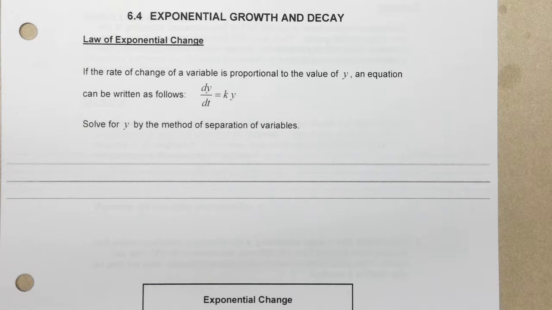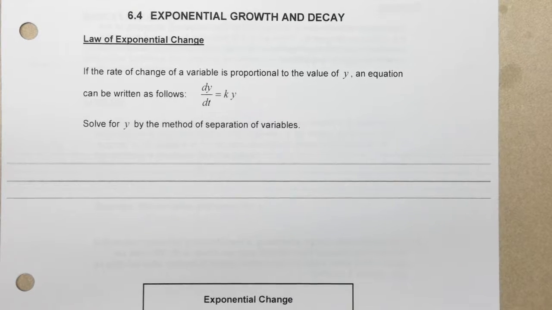Section 6.4, Exponential Growth and Decay. So the first part of this section talks about the law of exponential change, which states that if the rate of change of a variable is proportional to the value of y, an equation can be written as follows. dy/dt is equal to ky, where k is a proportional constant, which tells you how y is increasing in terms of t.